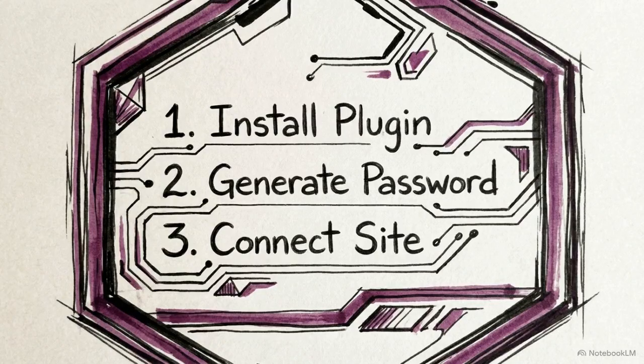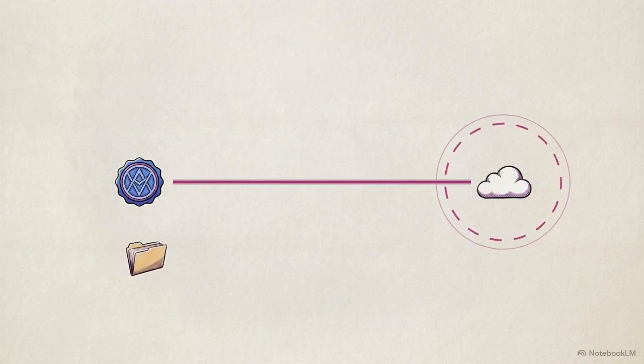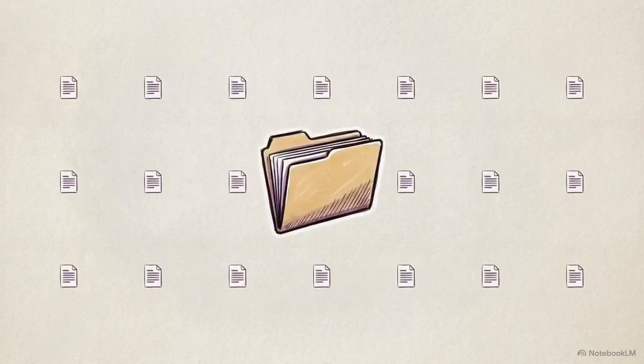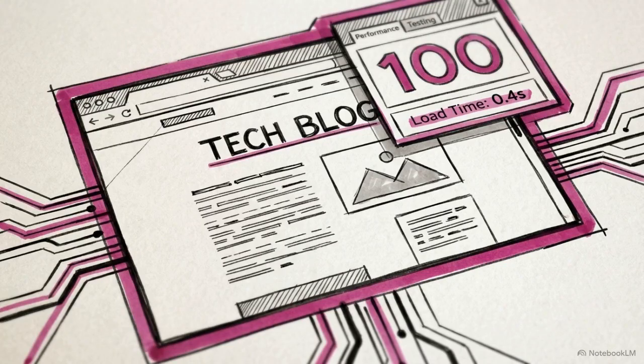Over the next few minutes, we will walk through the steps to connect your WordPress site to this external cloud engine. By offloading the processing, your WordPress installation only receives the finished content via a standard REST API. This allows you to scale your link building across your entire library while maintaining fast local page load speeds.